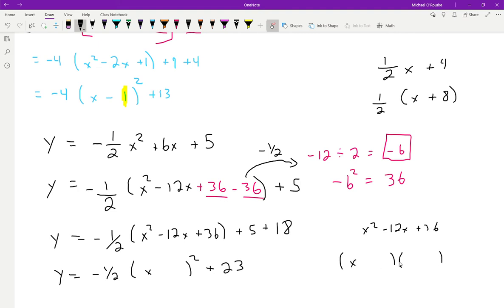So I need two numbers that multiply to 36. Now we know them, since we made it perfect. They're both 6. And whatever sign this is, that's what's going to go between here. They're both negatives. Therefore, since they're both the same, we can write them as such. Okay?